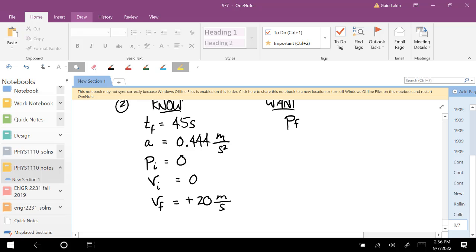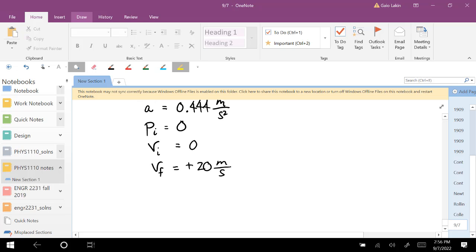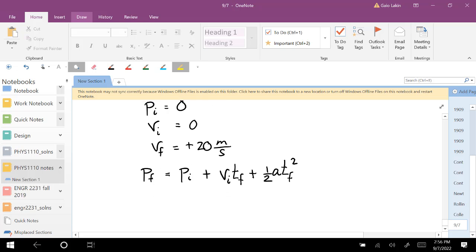Okay, so what equation works for this? I think we could use the first equation or the third equation. I'm going to use the first one, that says P final is equal to P initial plus V initial times time final plus 1/2 A T final squared. And let's just plug the values in.